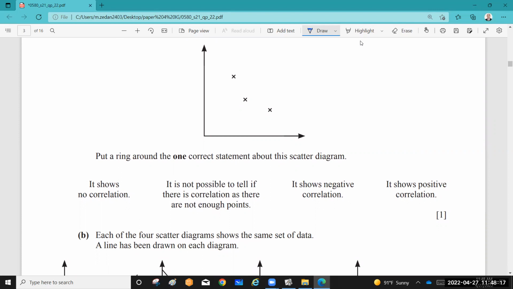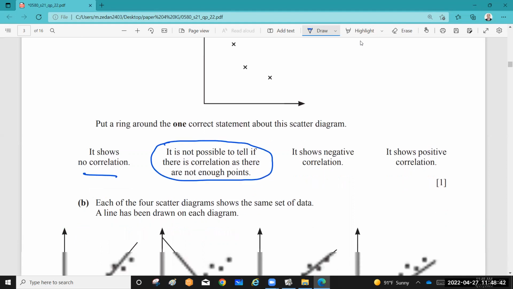So it does not show no correlation; there are not enough values to show. So it's not possible to tell. This is the answer: not enough values, because 3 points are not enough to define the correlation.